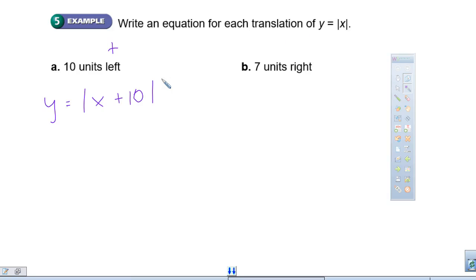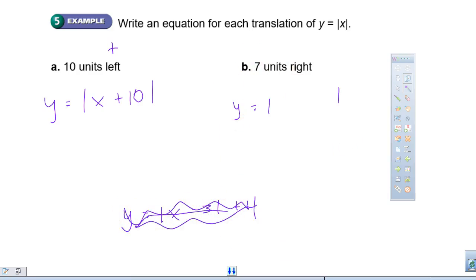Yes, sir. There could be one where, are you asking, could it be both? Like this? Absolutely. We're not going to get to that, but you will in Algebra 2. You could absolutely have both.